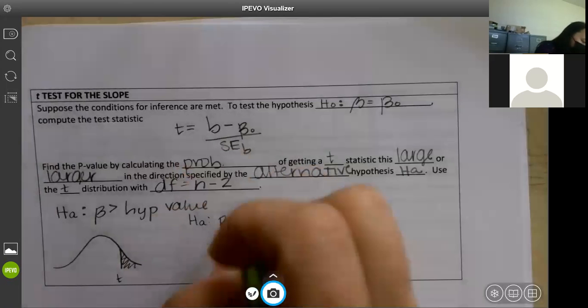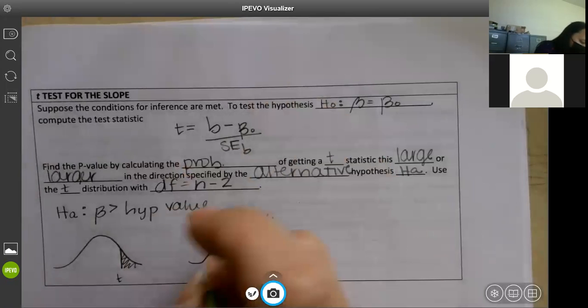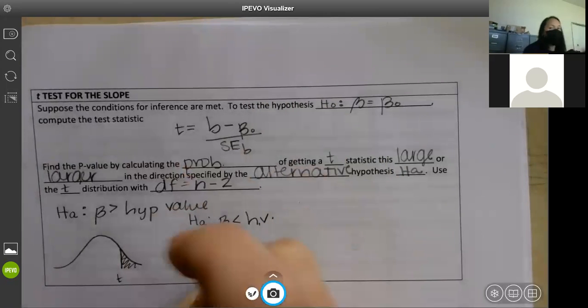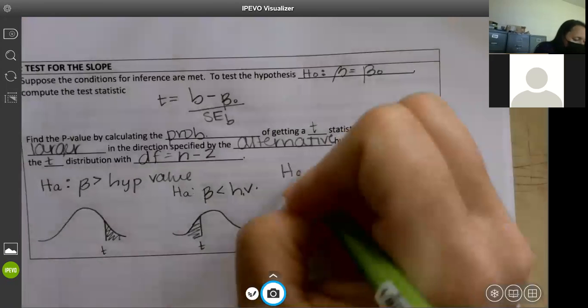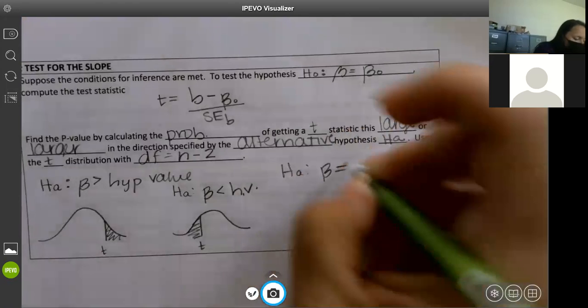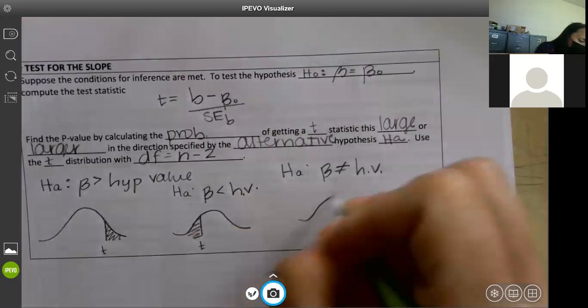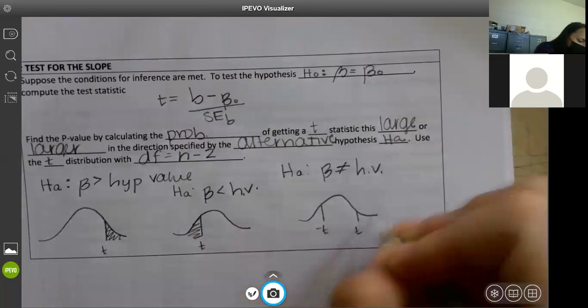If we have beta less than the hypothesized value, it'll be on this side. And then the last one, if beta does not equal the hypothesized value, remember not equal is two-sided.